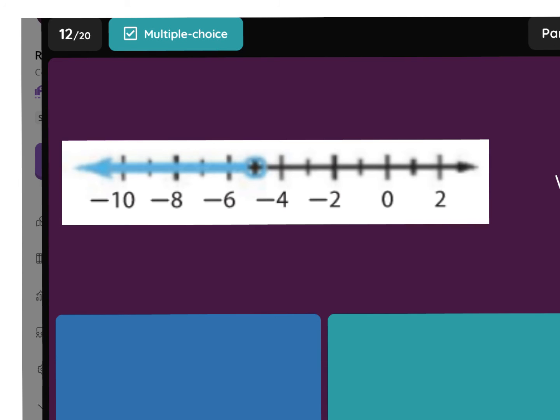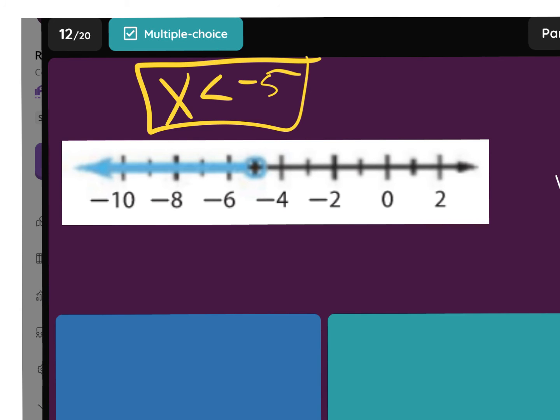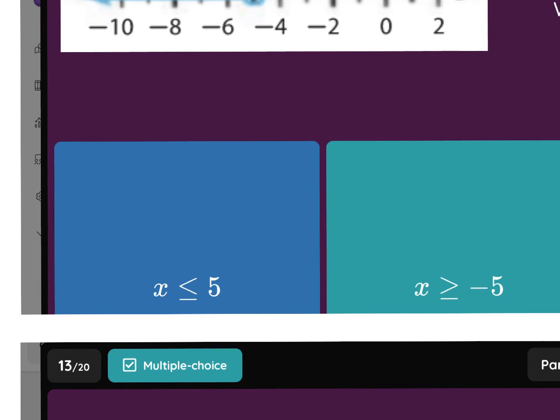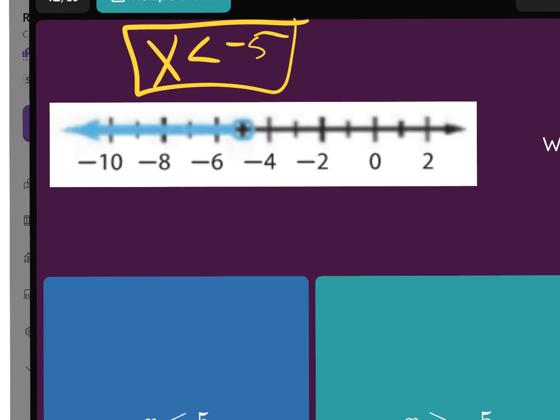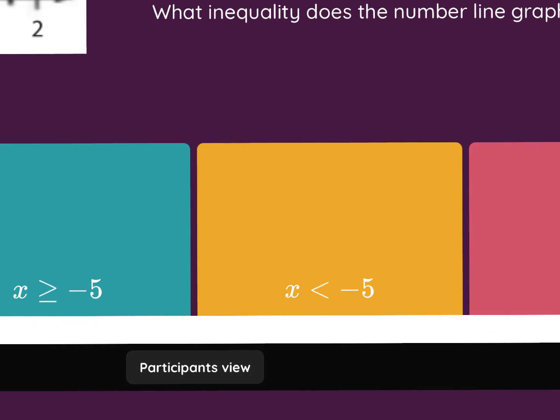Next question. We're on number 12 here. Let's start with x. X is what? Less than or greater than, based on this graph? Less than because it's going to the left. So less than. Do I need a solid line underneath it? No, because it's not a solid dot. So x is less than what? Negative 5. X is less than negative 5. That's what we're looking for. Let's look for it. X is less than or equal to 5. X is greater than or equal to negative 5. And we want just less than negative 5. There it is. X is less than negative 5. Hey, some of them will be that easy.